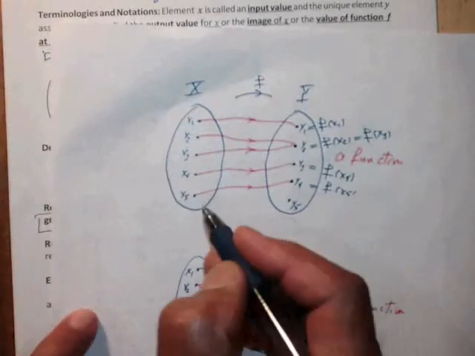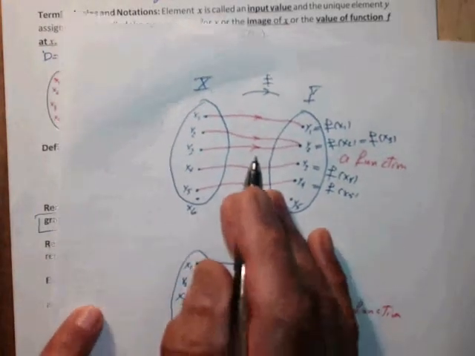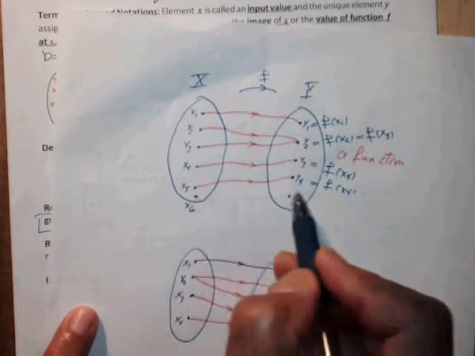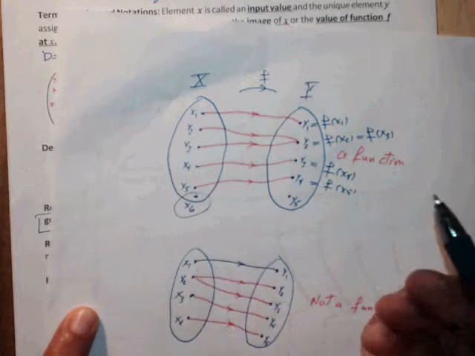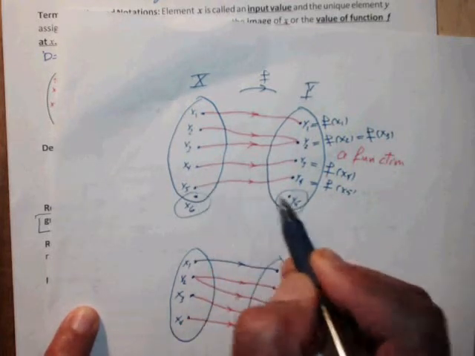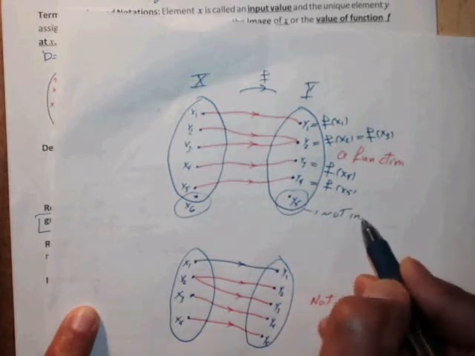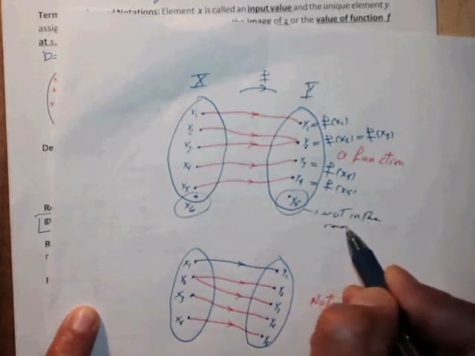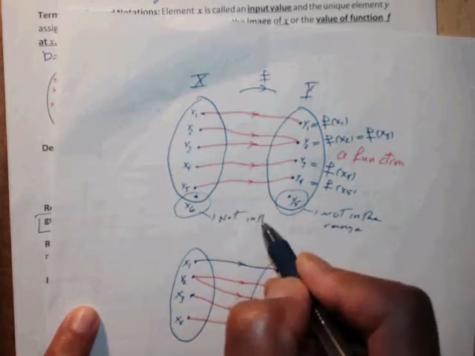Let me show you an example. Let's say I have an x6 here. You see, this x6 doesn't have any y value, so it's not in the domain. This y5 doesn't have any x value, so it's not in the range. This one is not in the range, and this one is not in the domain.